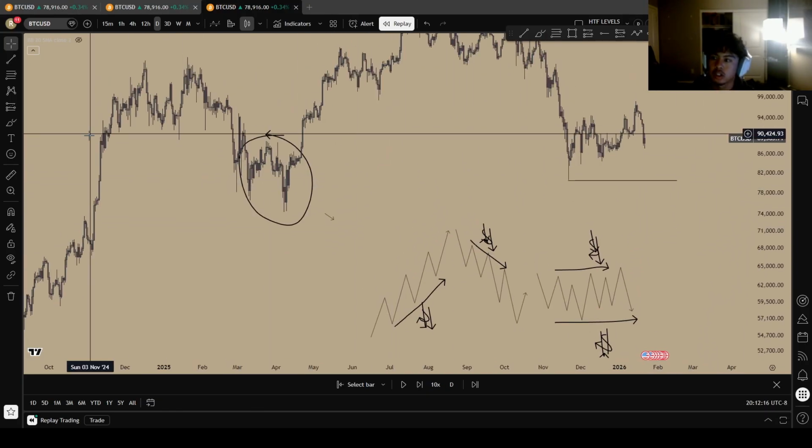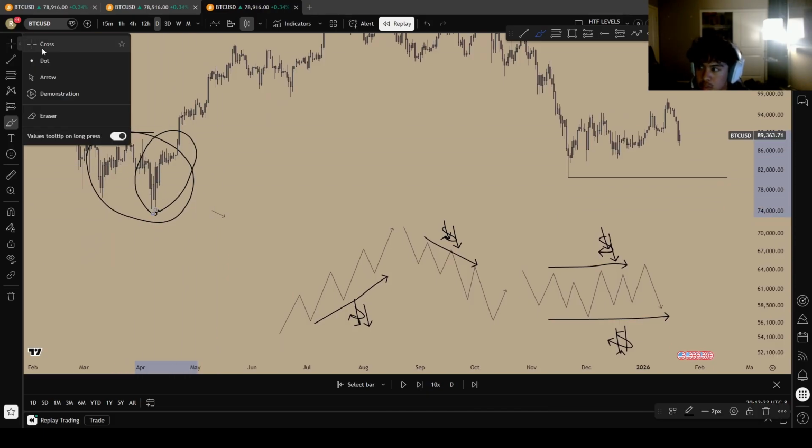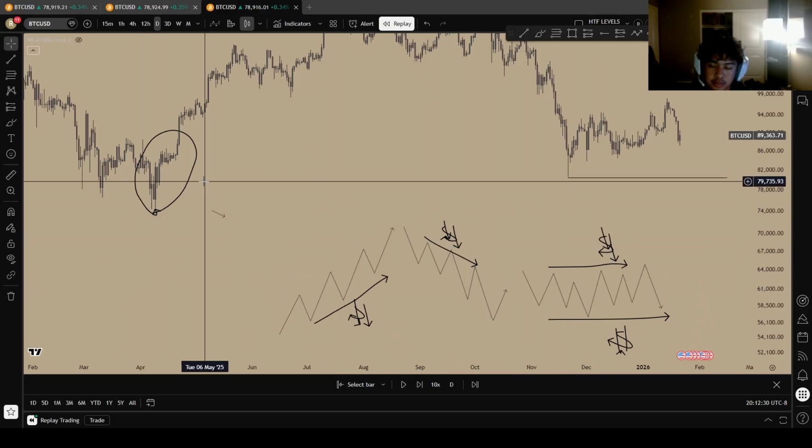So I'm going to ask you guys a question. It's up to you guys how you want to see this, but right here, this particular circle, I'm going to remove this circle. Do we have an uptrend, a downtrend, or a range in this circle? We have an uptrend, right?